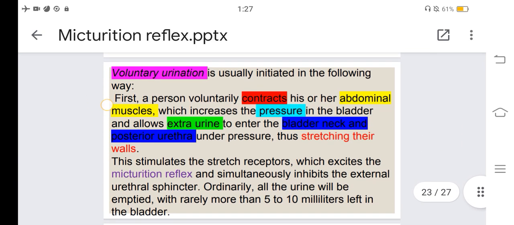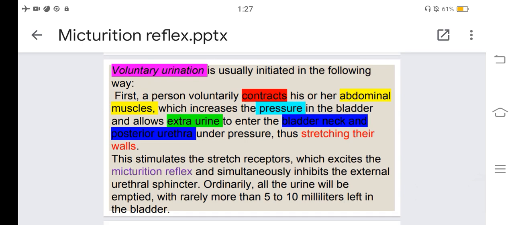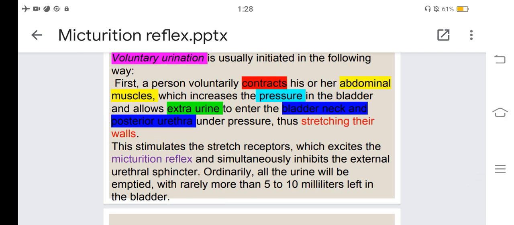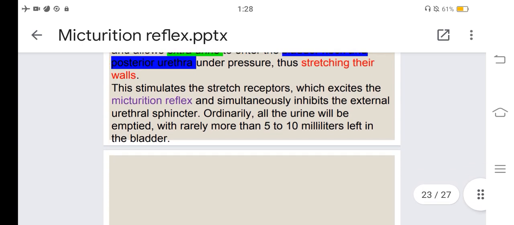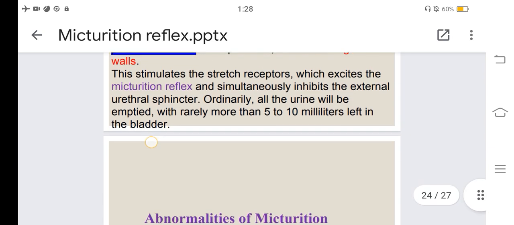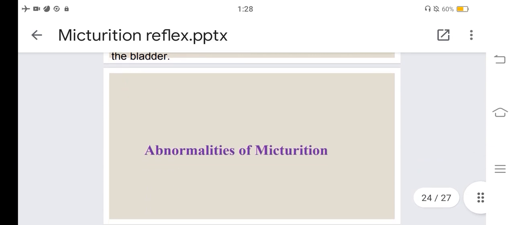Voluntary urination is initiated in the following way. First, a person voluntarily contracts his or her abdominal muscles, which increases the pressure in the bladder and allows extra urine to enter the bladder neck and posterior urethra under pressure, thus stretching their walls. Then this stimulates the stretch receptors, which excites the micturition reflex and simultaneously inhibits the external urethral sphincter. Ordinarily, all the urine will be emptied, with rarely more than 5 to 10 milliliters left in the bladder.